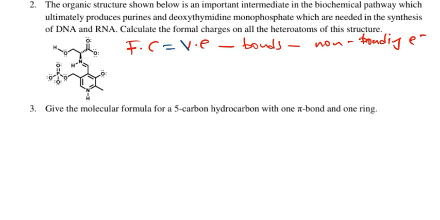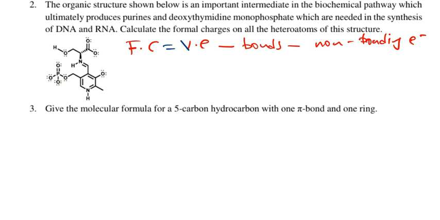So go on and determine the formal charge of phosphorus there, and this oxygen, and all these oxygens around that, and that one there. Okay, so that's how you calculate the formal charge.